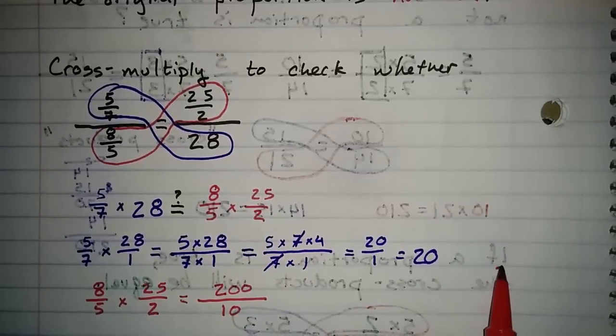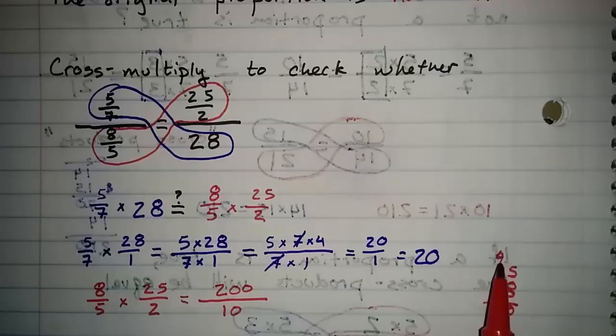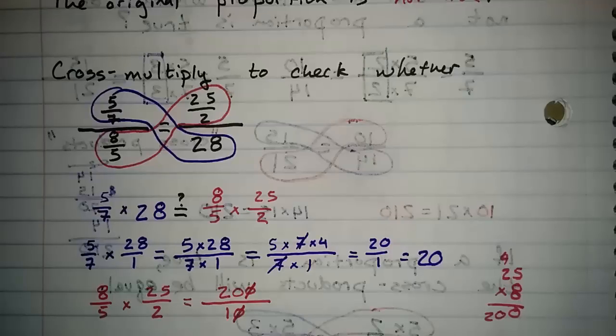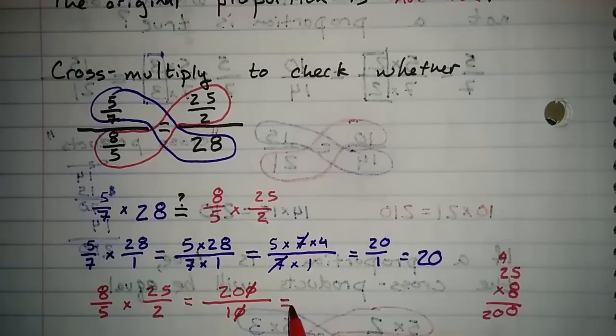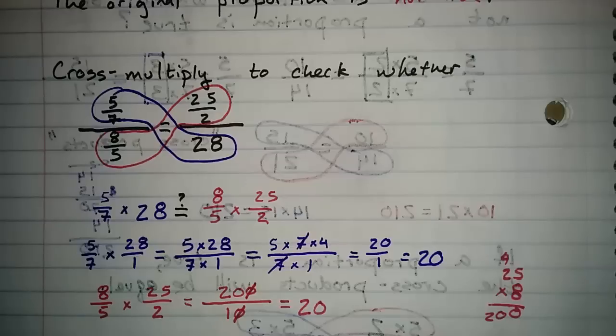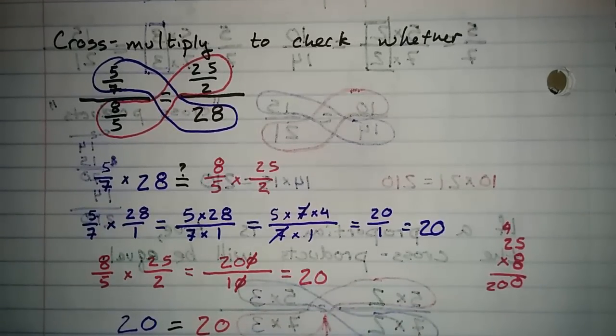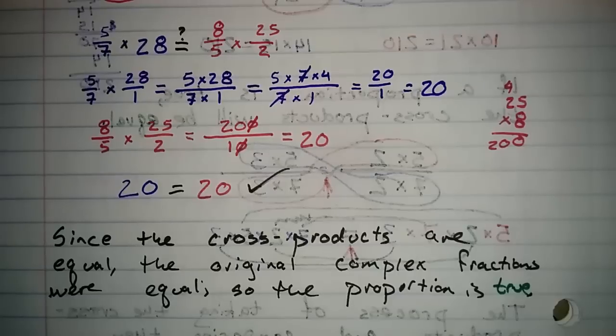If I wrote that out, I would have 25 times 8. 8 times 5 is 40. 8 times 2 is 16, 17, 18, 19, 20. We get the same answer, of course. Oh, look at this. I can cancel a factor of 10 really easily. I get 20 again. Is it the case that 20 equals 20? Well, yeah. Since the cross products are equal, the original complex fractions were equal. That is, the proportion is true.